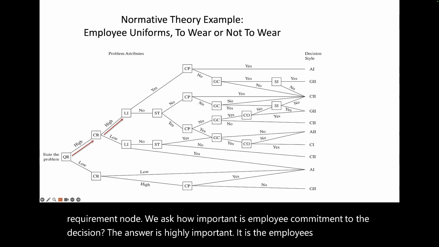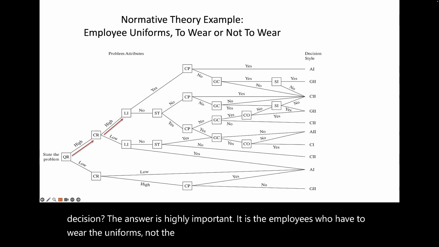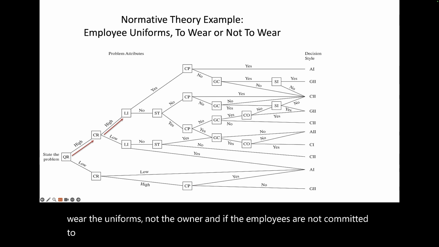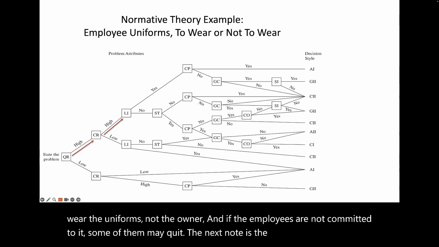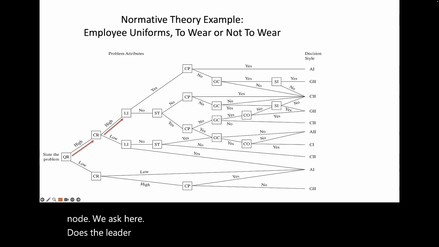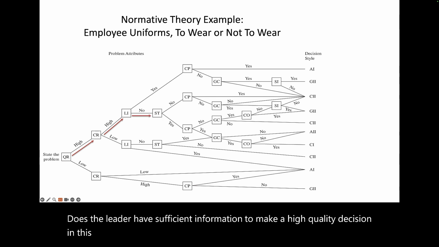The next node is the LI, leader's information node. We ask here, does the leader have sufficient information to make a high quality decision? In this case, suppose the answer is no. The leader has never worn a uniform to work and would not know what style to implement. The leader is clueless about employee uniforms.